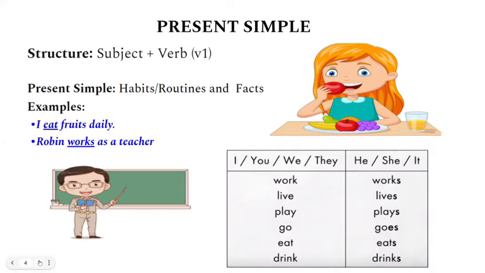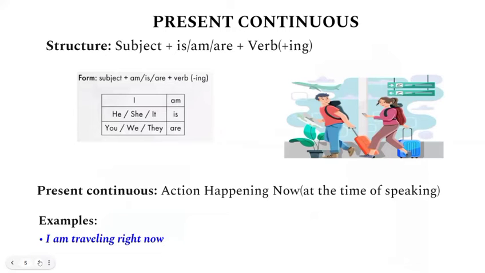The first example here talks about habits, routines, or something that happens regularly. The second example is a fact. Robin works as a teacher. It's a fact about his life. So above are the two main uses of the present simple tense. Now let's get into the next tense, the present continuous tense.